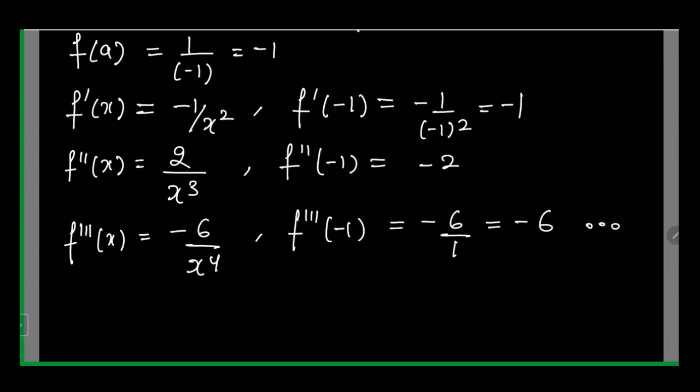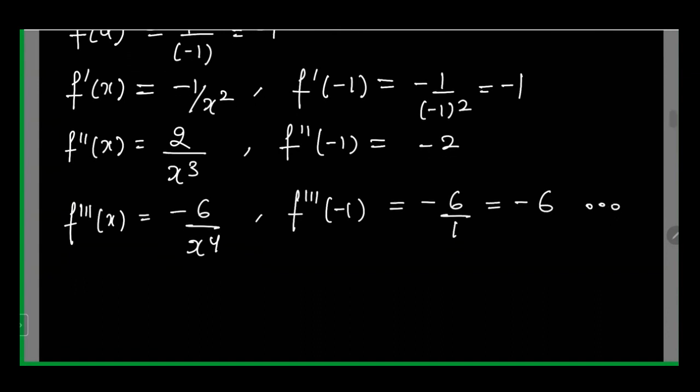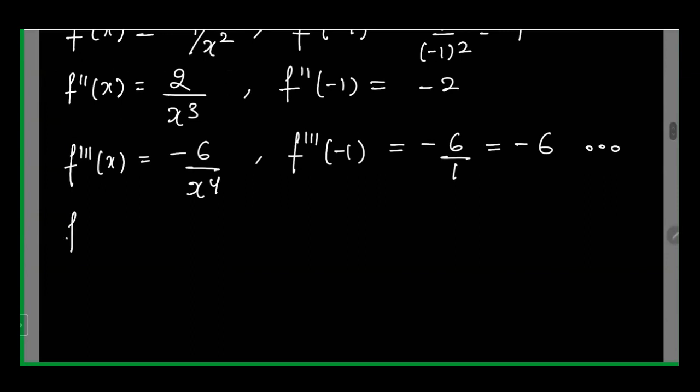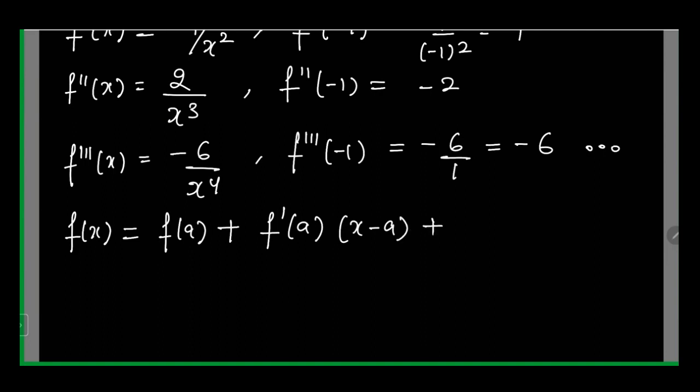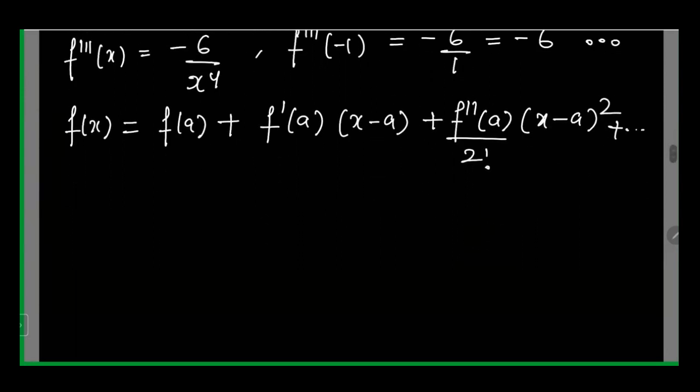So now I have got 3 or 4 terms. So now what is my series expansion? My series expansion is f of x equals f of a plus f dash a into x minus a plus f double dash a into (x minus a) whole square divided by 2 factorial and so on. So let's just start putting the values.